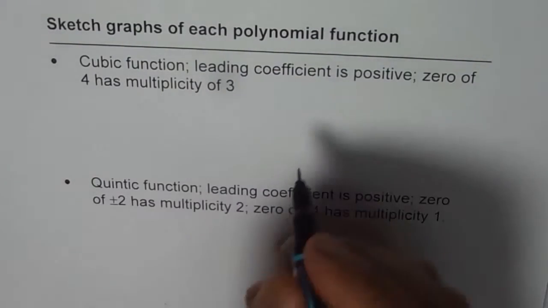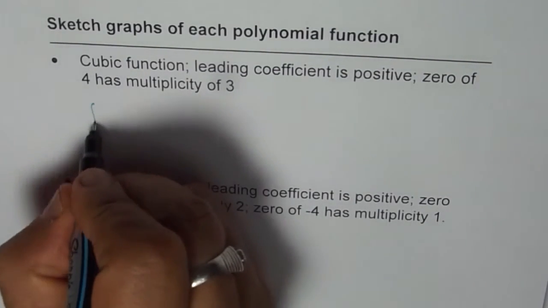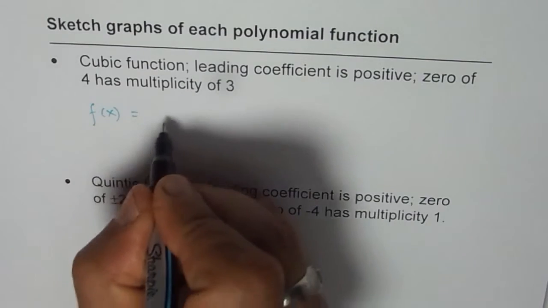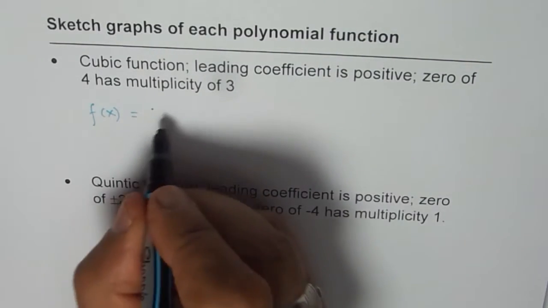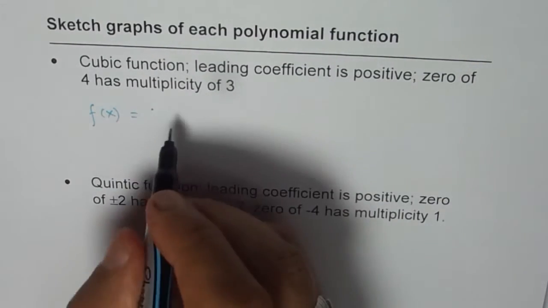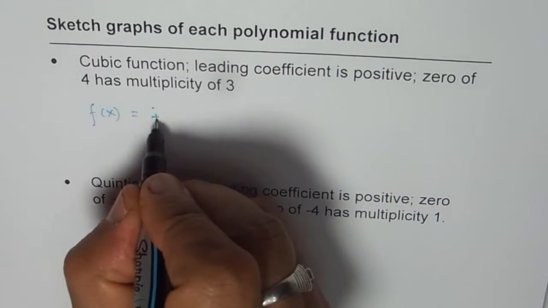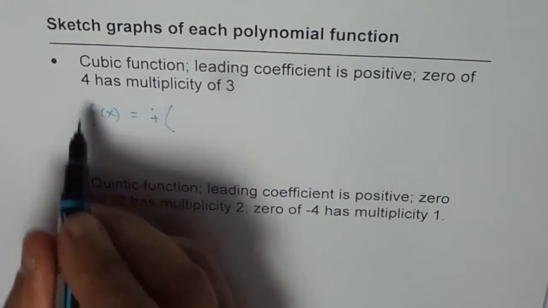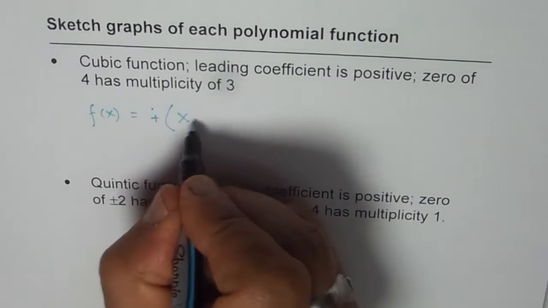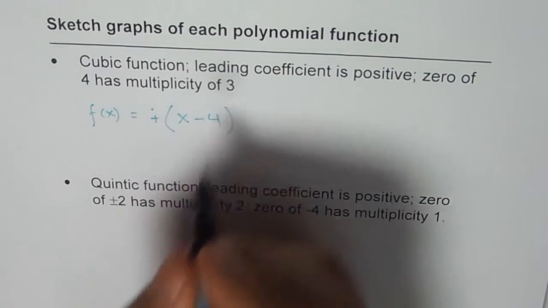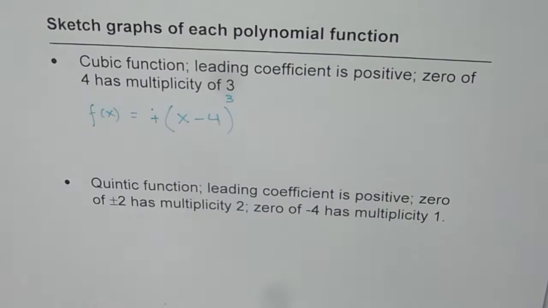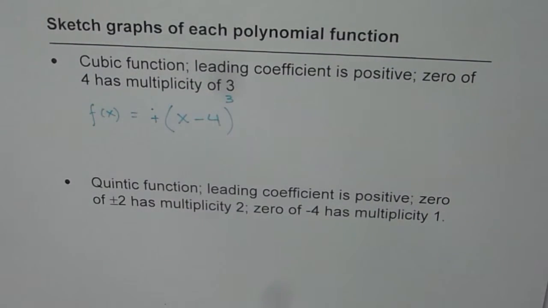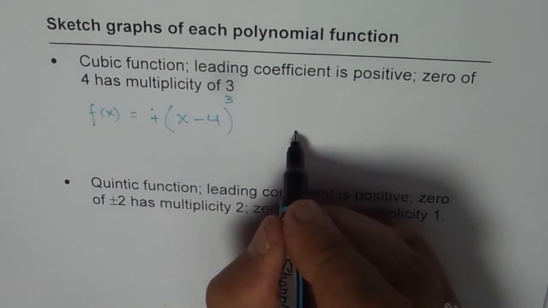So what we have here is, let us say f of x equals a cubic function, leading coefficient is positive, so some positive value, and inside we have zero of 4, that means (x minus 4), multiplicity 3, means kind of cube, right? So that is how it is. So we need to sketch a graph of this function.